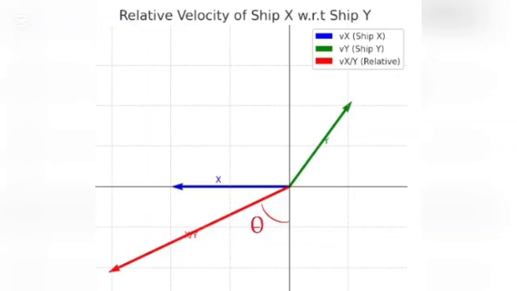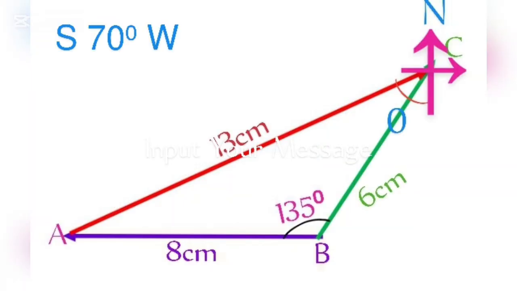To find the direction, draw the 4 cardinal points as shown and measure the angle theta with your protractor. If you have done this correctly, you will get approximately 70 degrees. That means the direction of the resultant is 70 degrees west of south or south 70 degrees west.